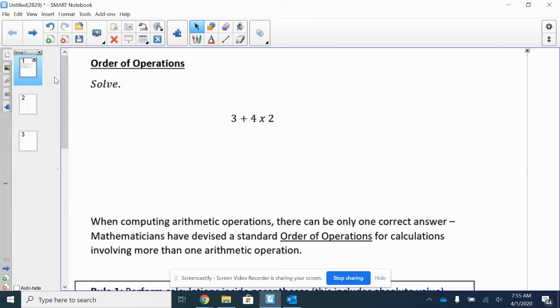Order of operations is a math topic from here on out. I know a lot of you have already seen order of operations, but it never hurts to practice some more. When we look at this first question, it says solve 3 plus 4 times 2.